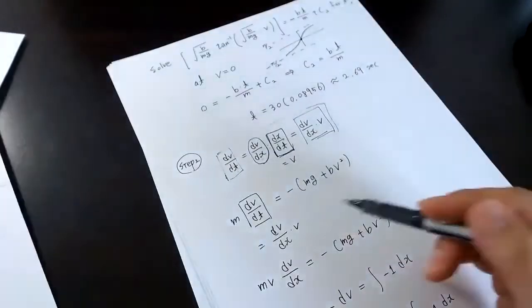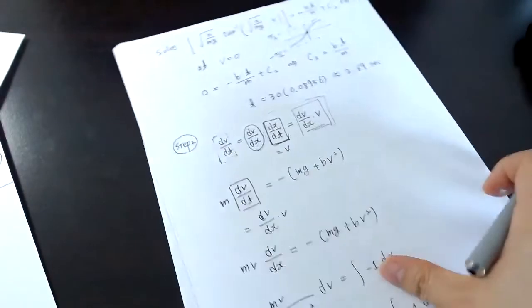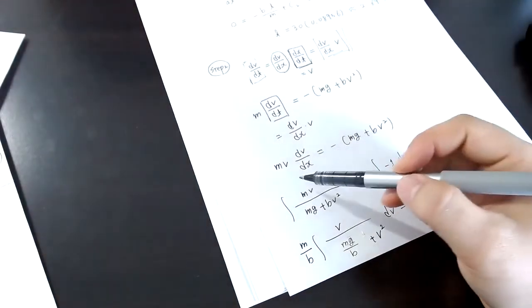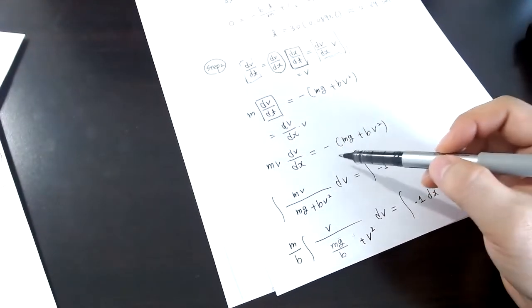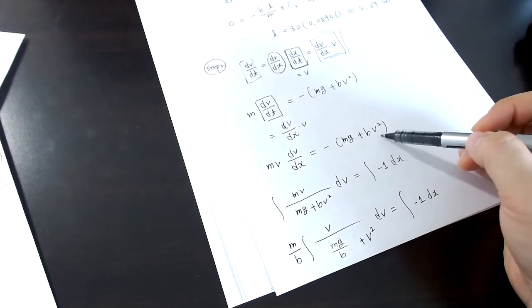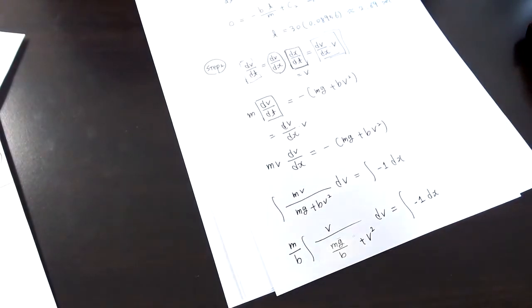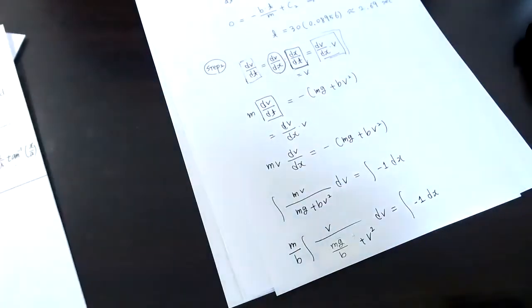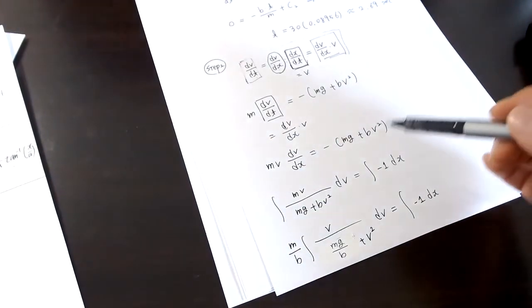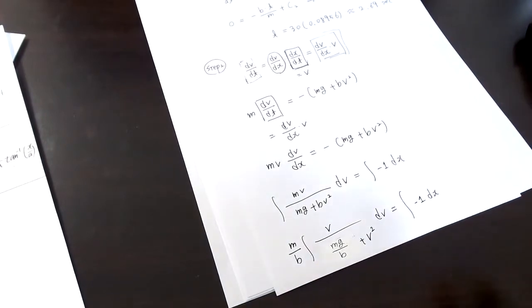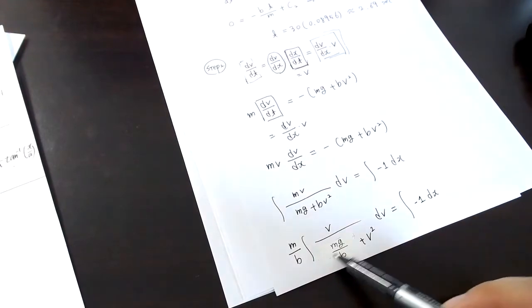Then we're going to get this: m times v times dv/dx is equal to negative mg plus b times v squared. Now this is separable, so we're going to apply the method of separable equations. This is similar to what we did in step 1. First, separate v and x, then we get this here.